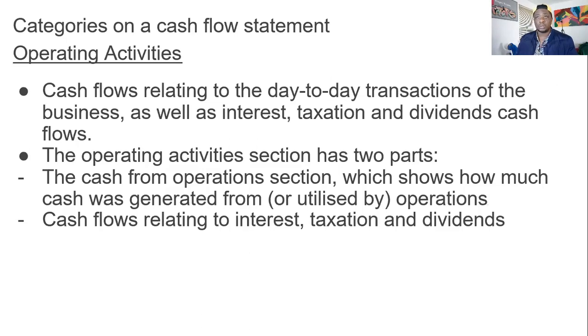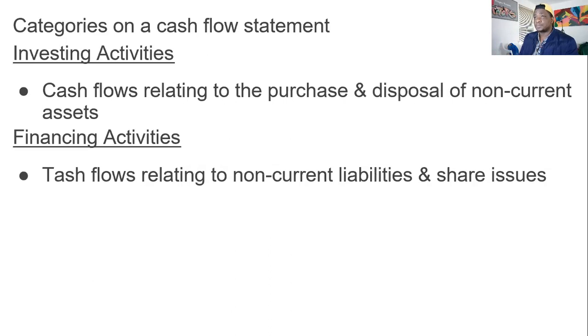So let's talk about the operating activities. These obviously relate to day-to-day transactions of the business, and then they also include interest, taxation, and dividend cash flows. The operating activities section has two parts. The first part obviously is the section where you calculate the cash generated from operations, and then you go to the cash flows that relate to interest, taxation, and dividends.